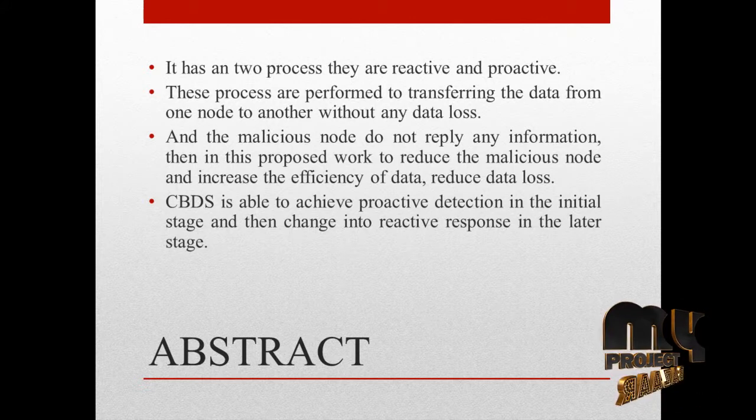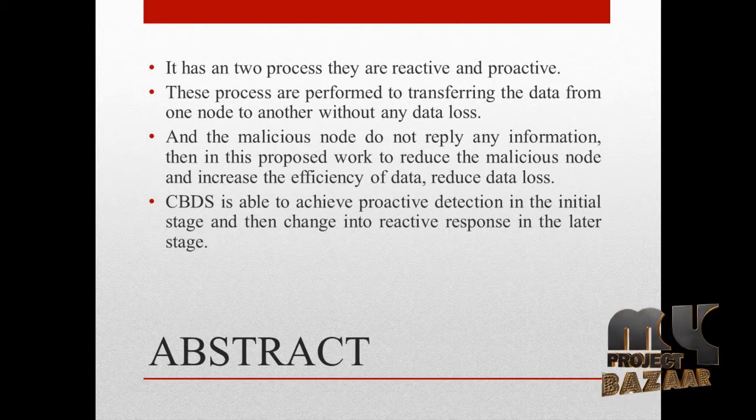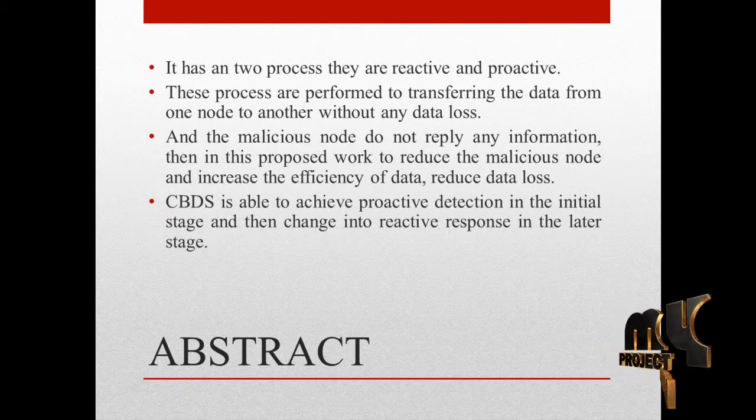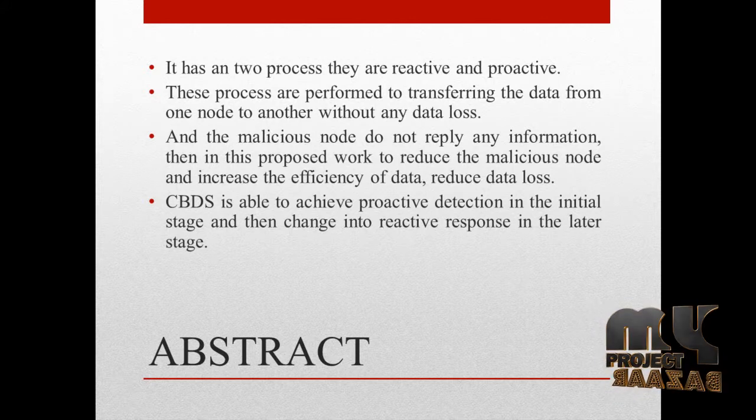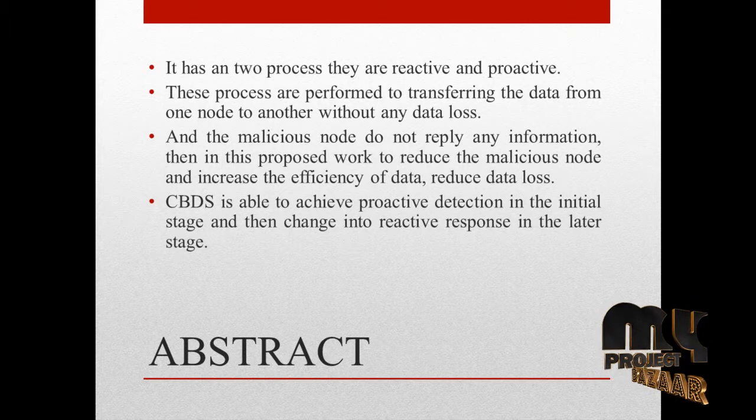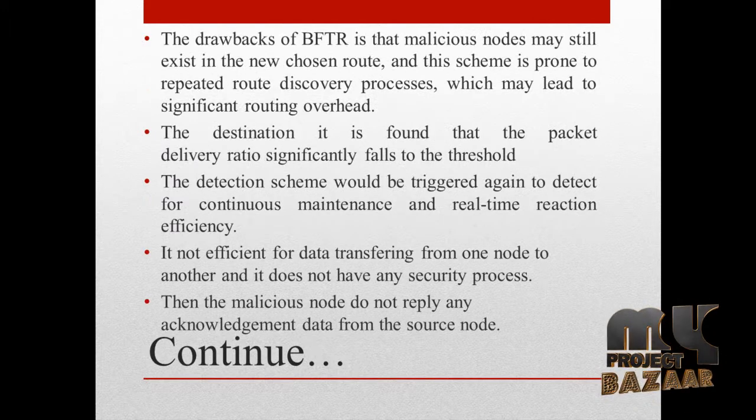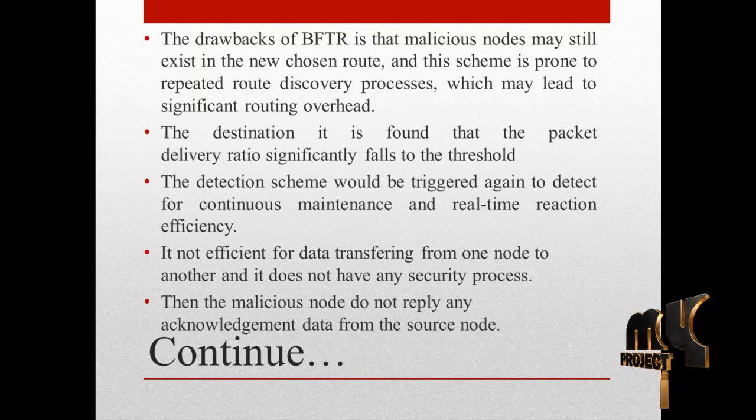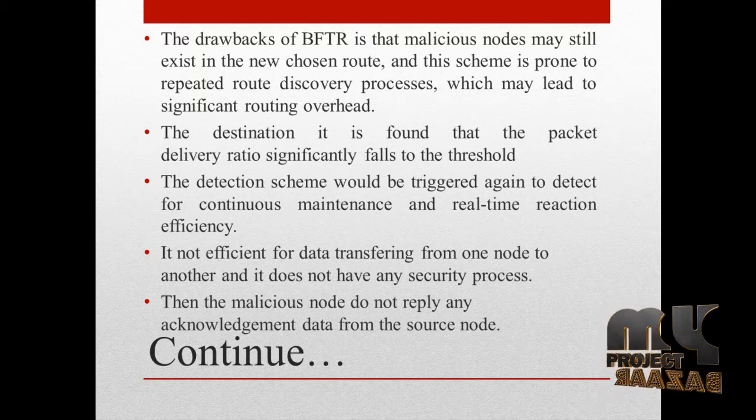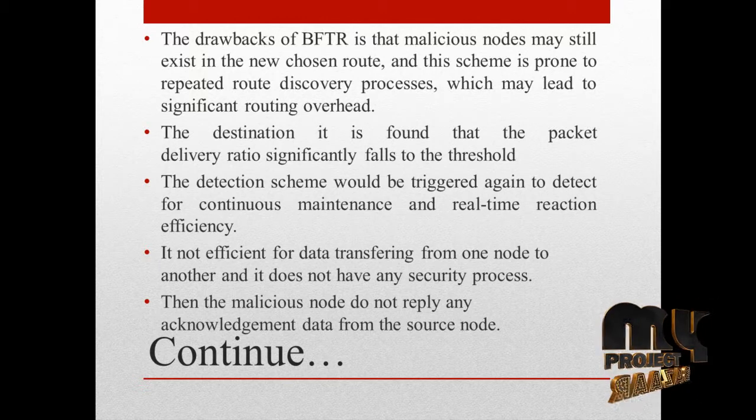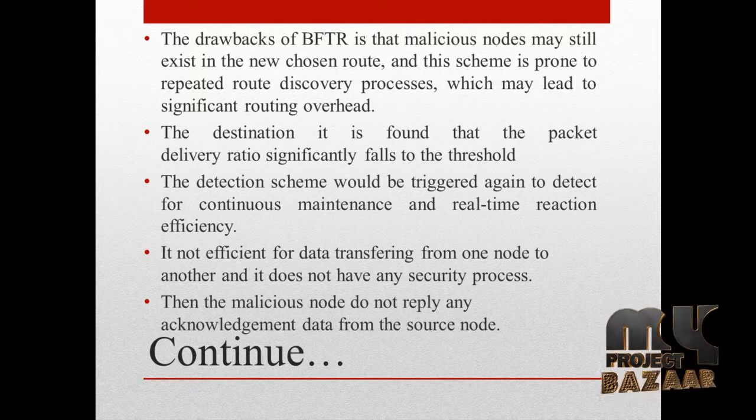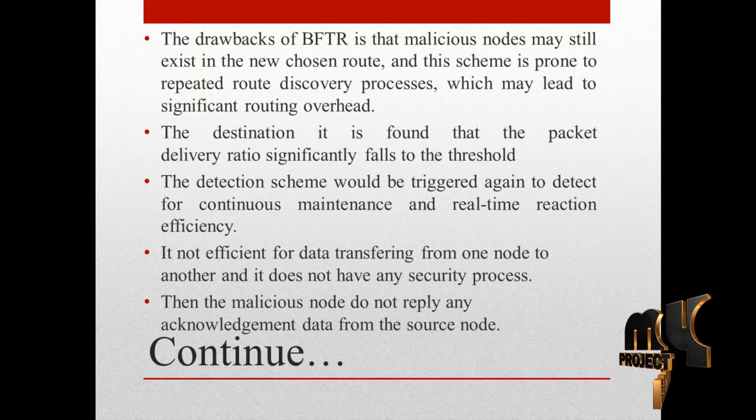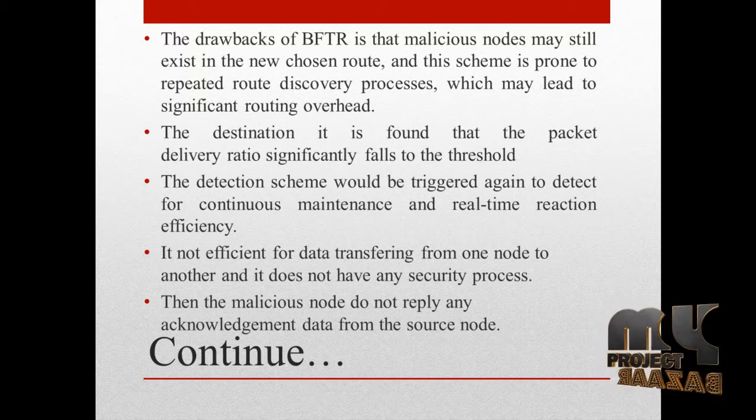In this proposed work, to reduce the malicious nodes and increase the efficiency of data and reduce data loss, CBDS is able to achieve proactive detection in the initial stage and then change into a reactive response in the later stage. The drawback of BFTR is that malicious nodes may still exist in the newly chosen route, and this scheme is prone to a repeated route discovery process, which may lead to significant routing overhead.